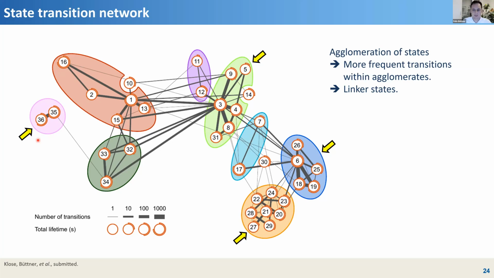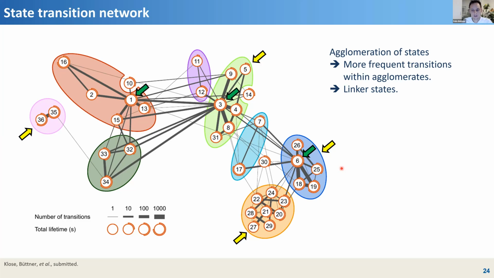And then there are also so-called linker states. Whenever there is a transition between, for example, this agglomerate and this agglomerate, it usually happens through state 6, while all the other states only link to states within the agglomerate.